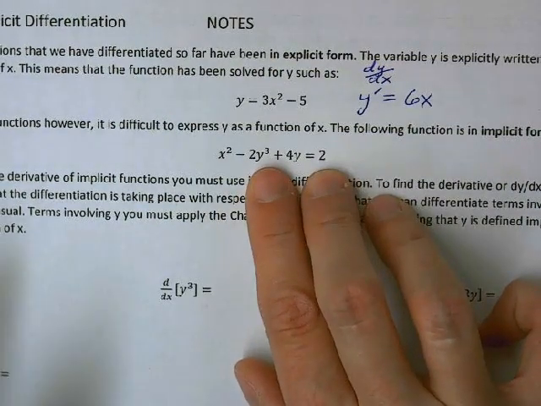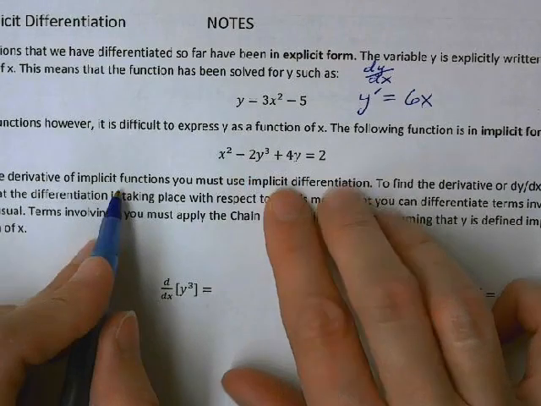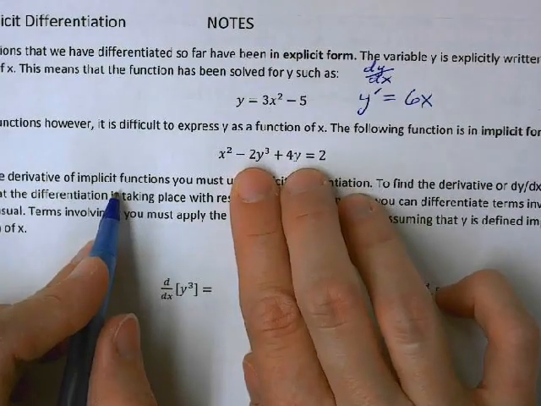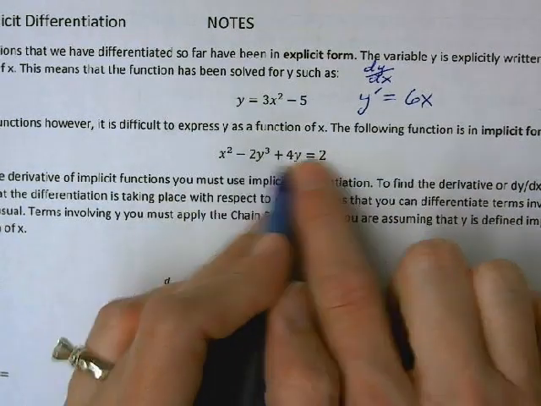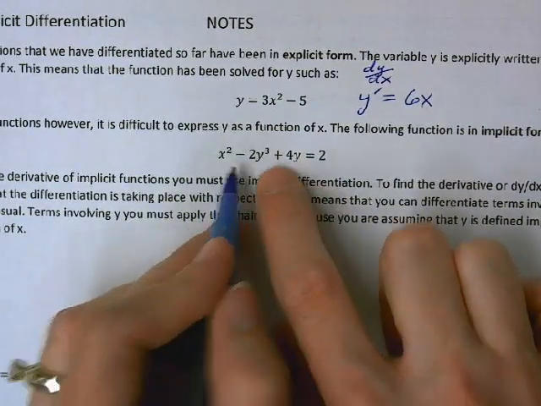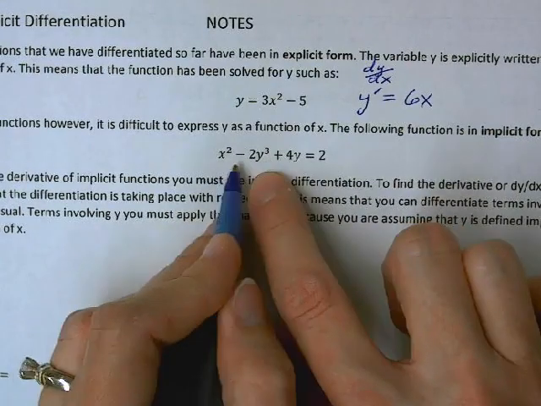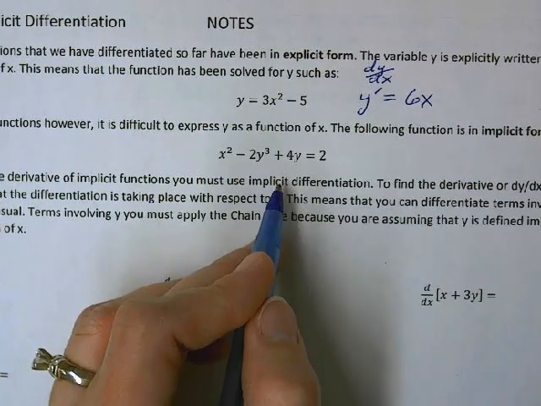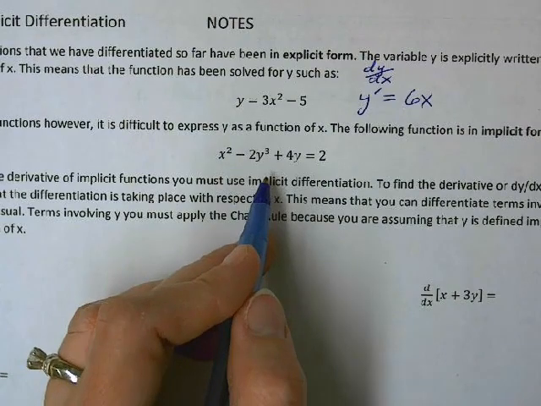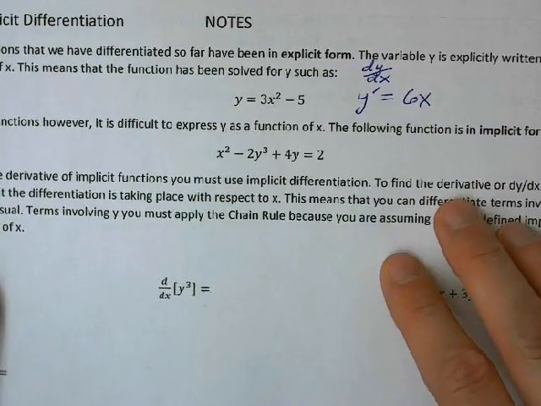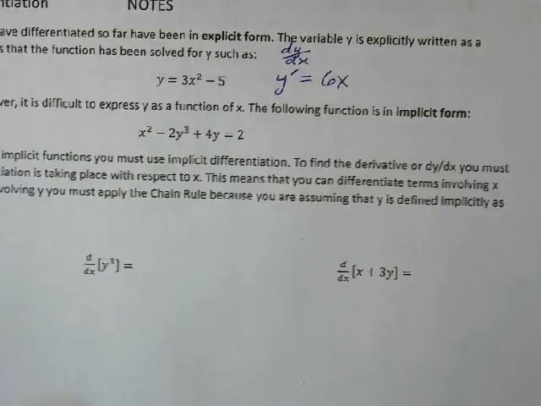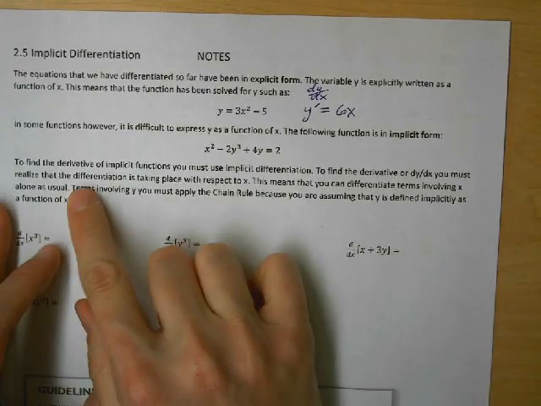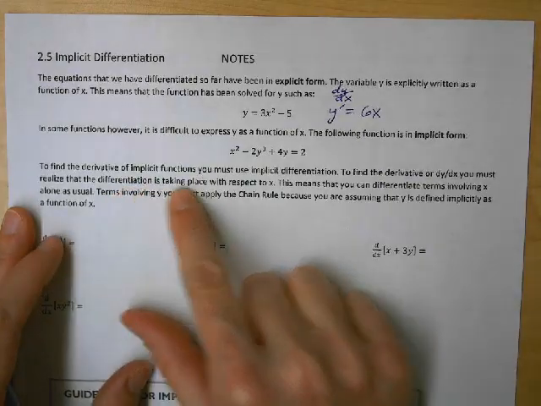So to find the derivative of implicit functions, we use what's called implicit differentiation. The problem's like mixed up. It has x's and y's on this side of the equation. It has x's and y's together. It would be kind of time consuming to solve that for y. So to find the derivative, or dy dx, you must realize that the differentiation is taking place with respect to x.